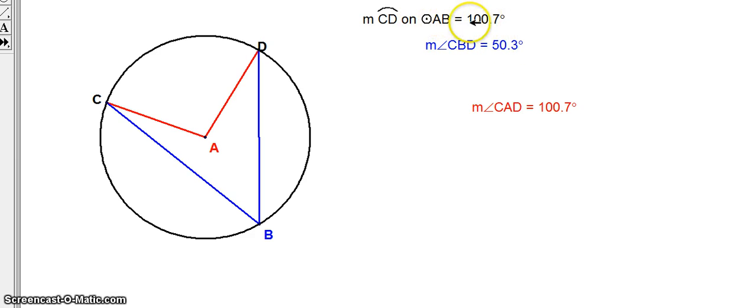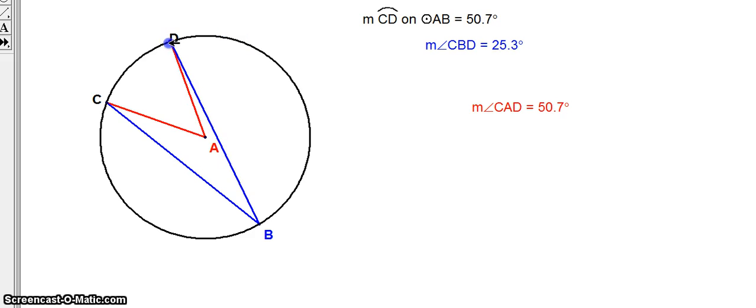The arc is going to be longer, the central angle is going to be smaller. And what's the relationship between 100.7 and 50.3? It's that the inscribed angle is half of the arc. And let's just test that with a few more examples. So if our arc is 40.8, our inscribed angle, or CBD, is 20.4. So CBD, or the inscribed angle, is half of the arc.